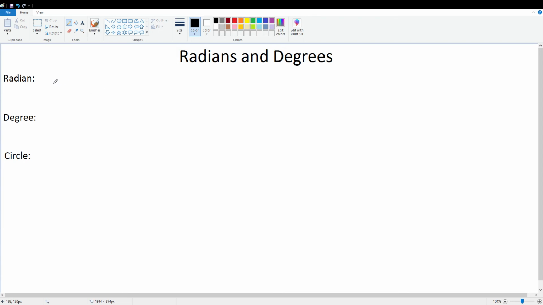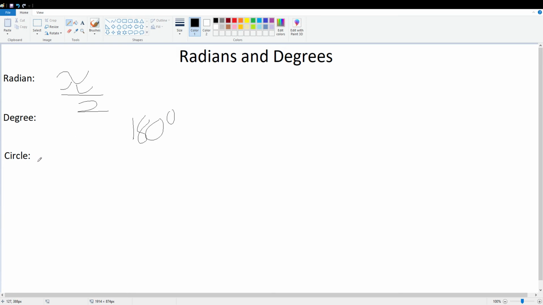An example of a radian would be pi over 2. Something like that would be a radian, and a degree would be something similar to, say, 180 degrees. This is how you'd write a radian, and this is how you'd write a degree.